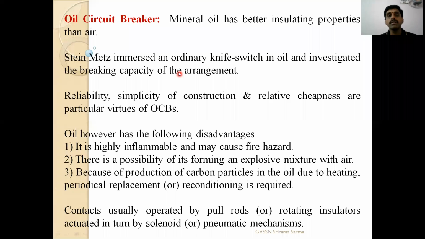So what is the principle behind these oil breakers? Here we use mineral oil, which has better insulating properties than air. Someone immersed an ordinary knife switch in the oil and investigated the breaking capacity. Compared to normal air, if you immerse the knife switch and open it, what is the breaking capacity observed? Definitely compared to air, it has better insulating property and better arc quenching property. Reliability and simplicity of construction are the better advantages of OCB.